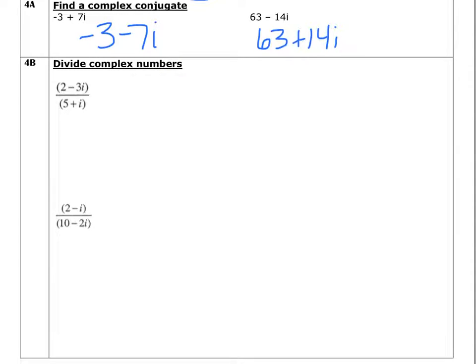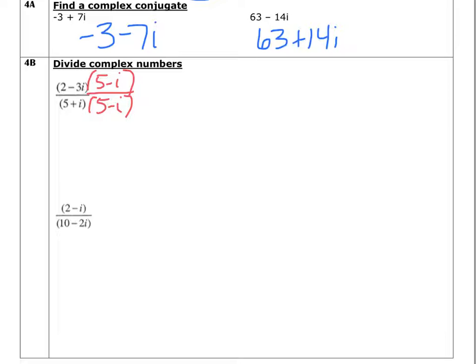4b wants us to divide complex numbers. Now, complex numbers are not considered simplified if there's an imaginary value on the bottom. You have to get rid of that. The only way to get rid of the imaginary number on the bottom is to multiply by its complex conjugate. So you always take the bottom number and change it. So 5 plus i, its conjugate is 5 minus i. Now if I multiply the bottom of a fraction by 5 minus i, I have to be consistent and do the top.